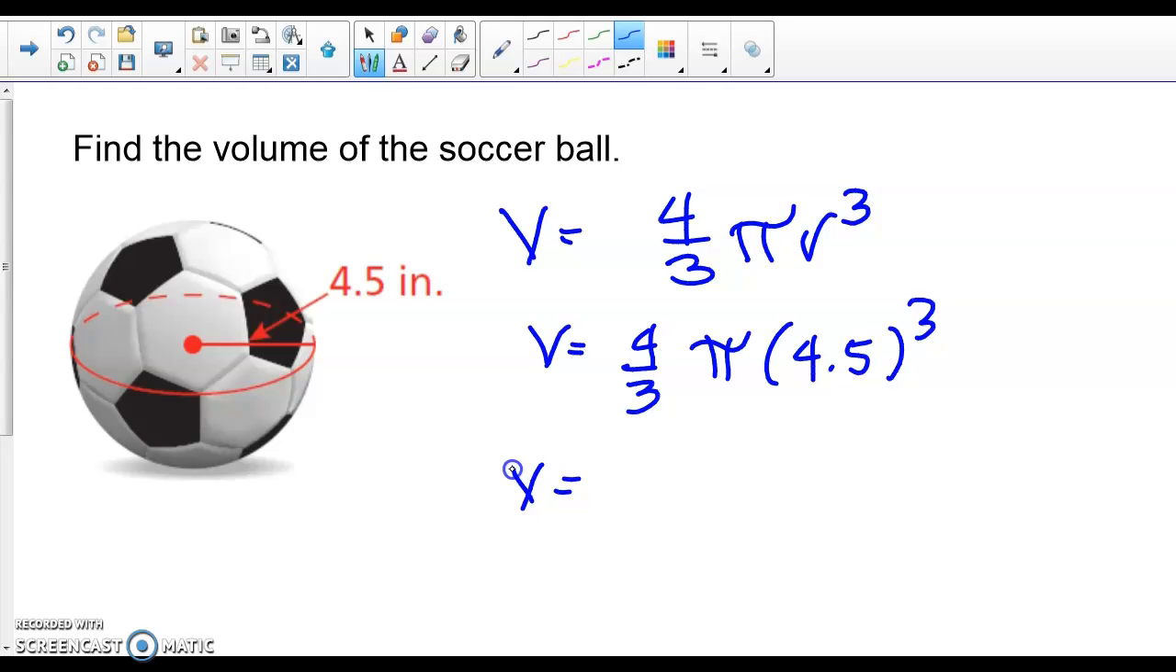So let's have 4.5 to the third power, and then we multiply it by 3.14 for the value of pi, and then we multiply by 4, and then we divide the answer by 3. So verify my answer. I got 381.5 cubic inches. That's the volume of the soccer ball.